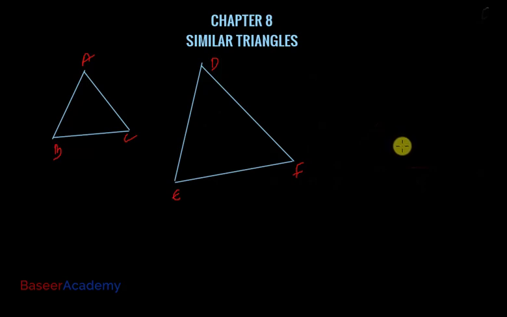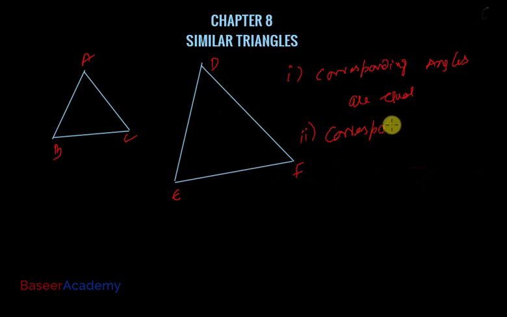Two polygons with the same number of sides are similar if the corresponding angles are equal. And the second condition is that the corresponding sides are in the same ratio. So two polygons are similar if the corresponding angles are equal and the corresponding sides are in the same ratio.